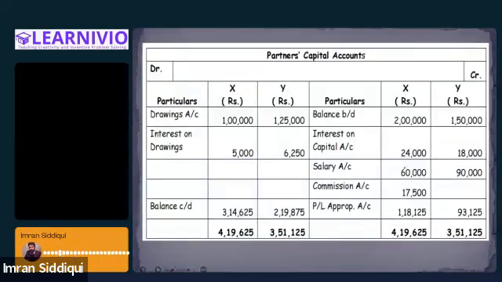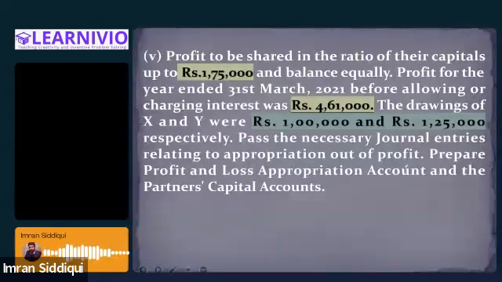And since this question does not specifically mention which method we need to follow to prepare the capital account, it is up to you which method you choose. Since there is no information regarding the current account in this question, we can simply follow the fixed capital approach. Or it is up to you if you want to prepare the capital account by following the fluctuating capital method, then also it is fine.